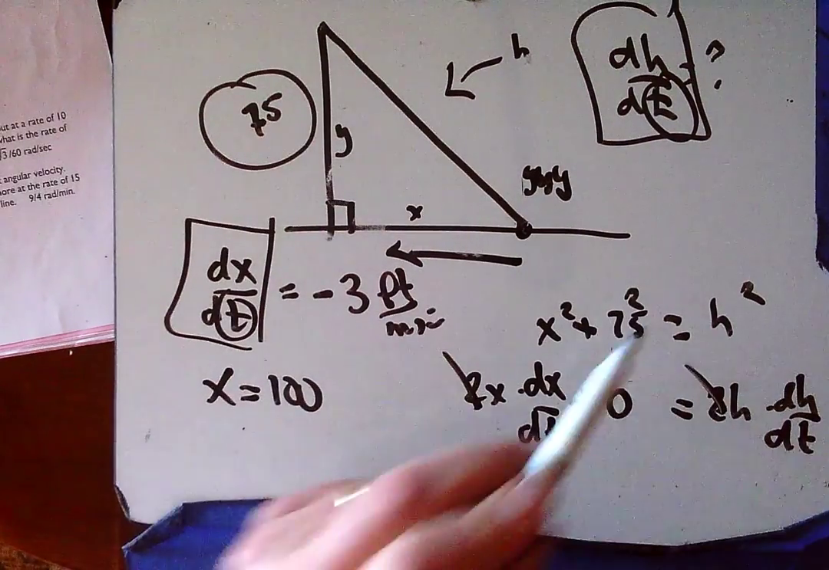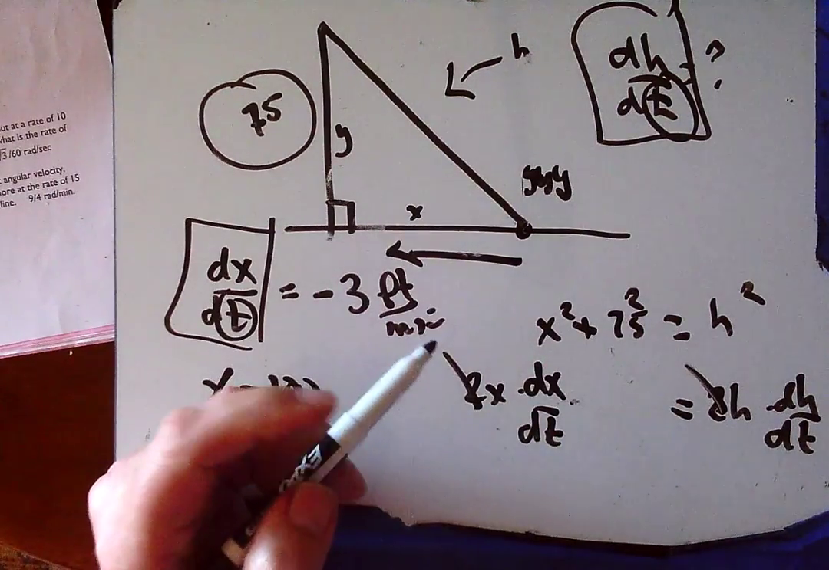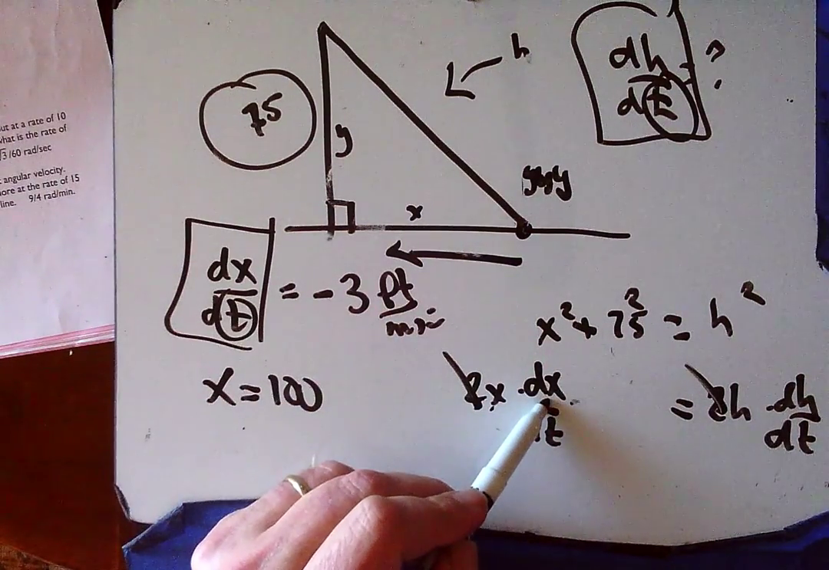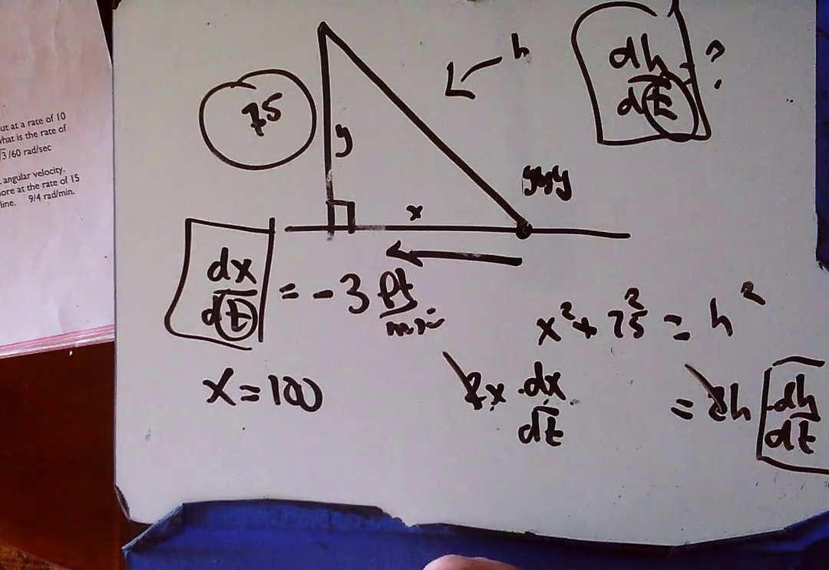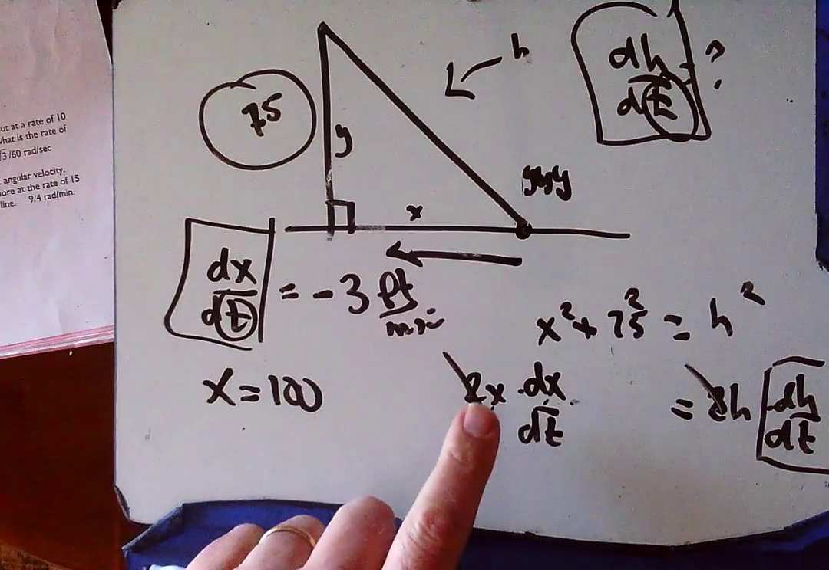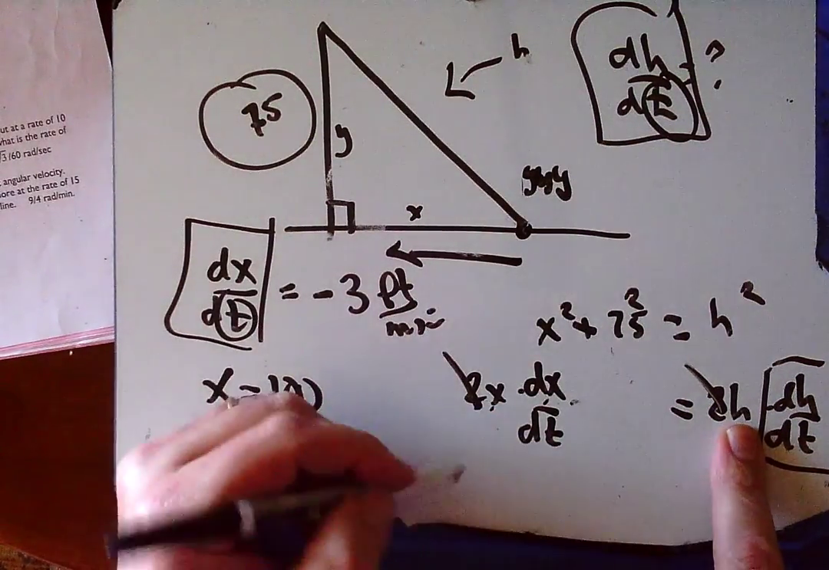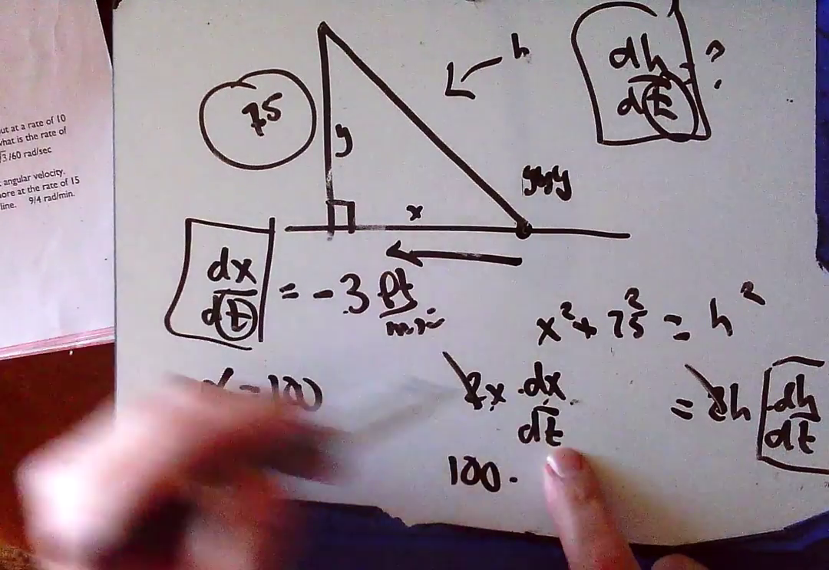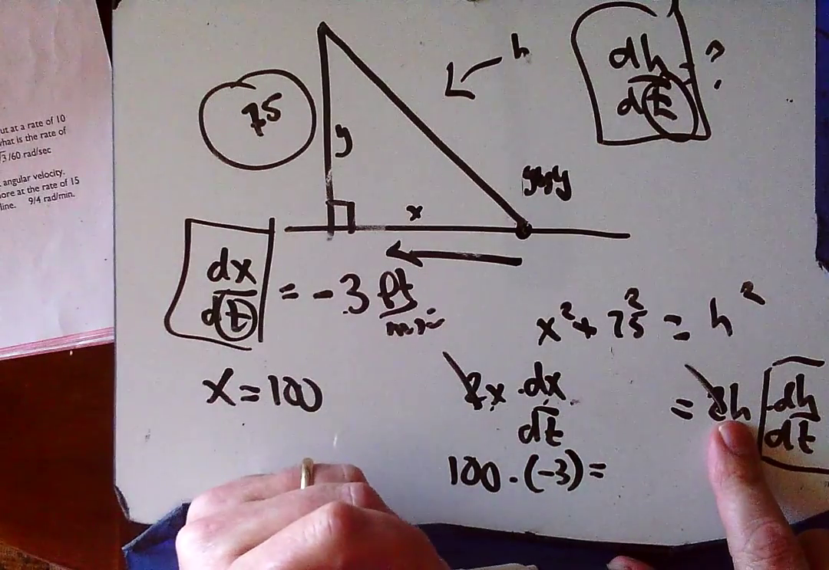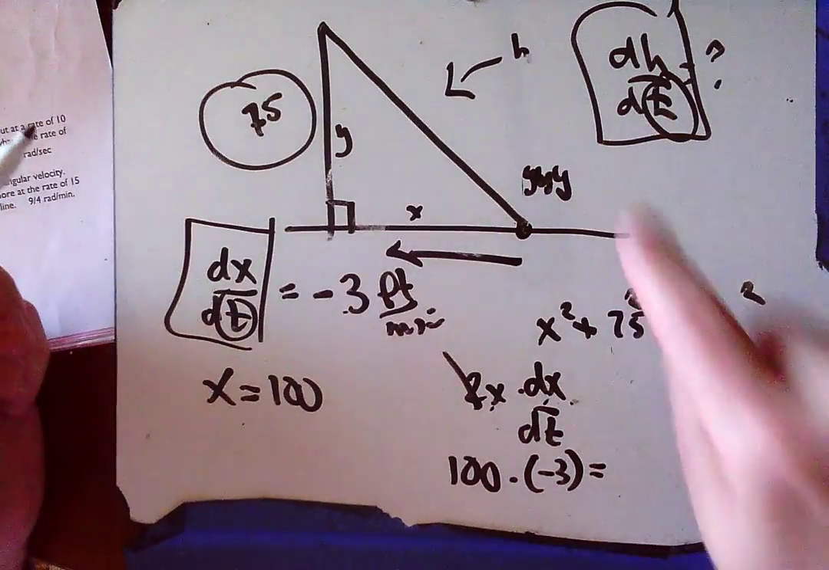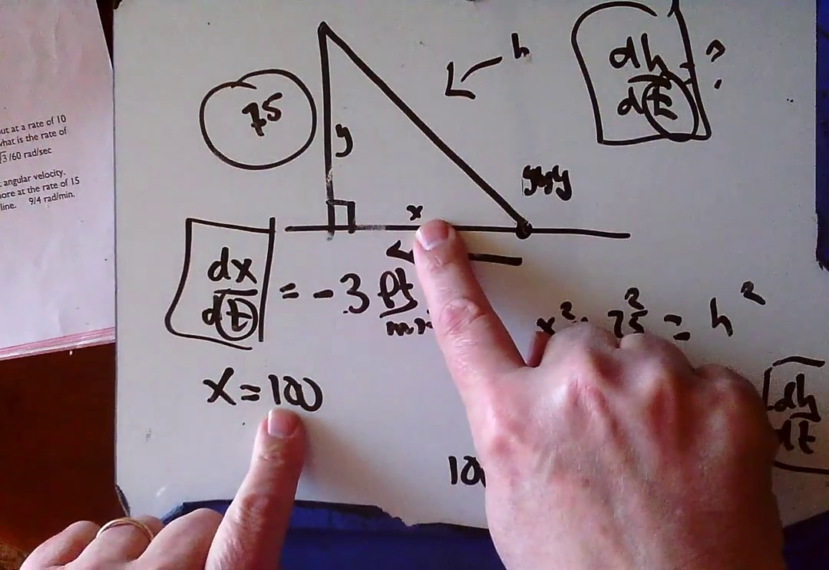I like dividing by 2 on both sides, and I like getting rid of this plus 0. So I need x dx/dt, h in order to find dh/dt. Okay, that's the thing I'm looking for, which means I know that, and I know that. Well, they told me x was 100, and they told me that dx/dt was minus 3. But what about h? I don't feel like I have an h here.